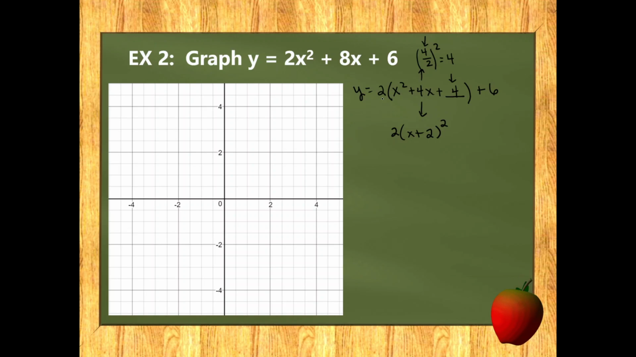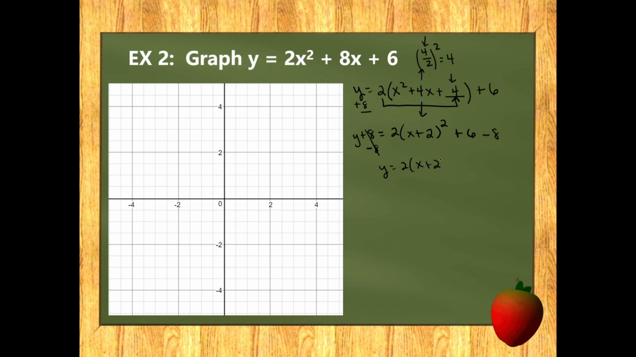Okay, now what have I actually added into the equation? Well, the 2 multiplies into those parentheses, so what I've actually added is 8. So I need to add the 8 to the other side as well. So I end up with y plus 8 equals 2 times (x plus 2) squared plus 6. And then we can subtract the 8. Or, of course, you could just put minus 8 on the right side to begin with.